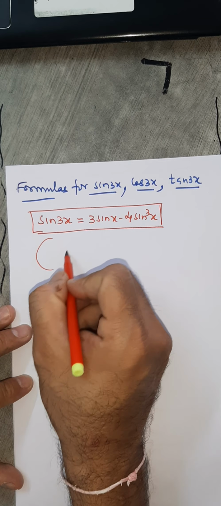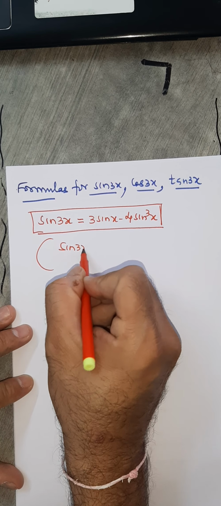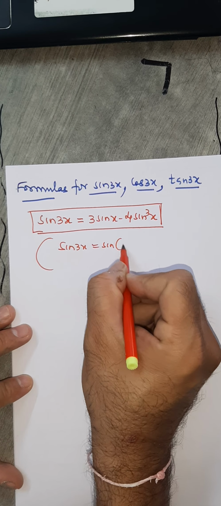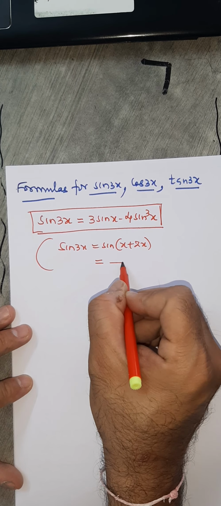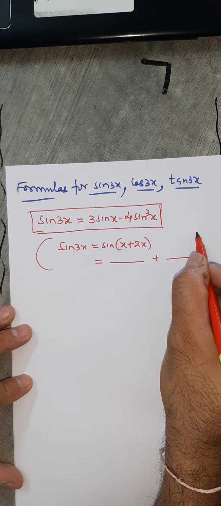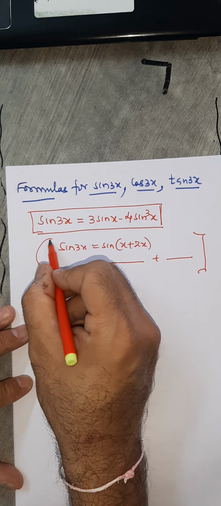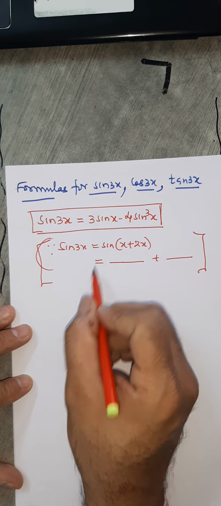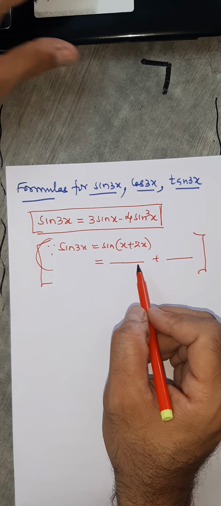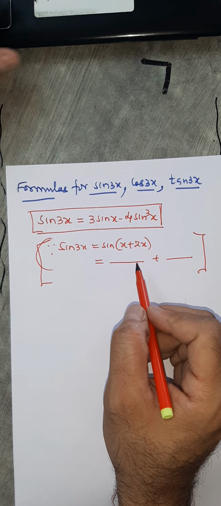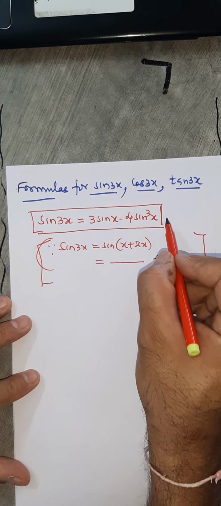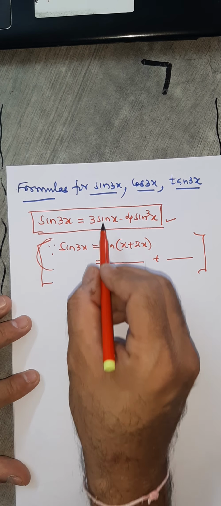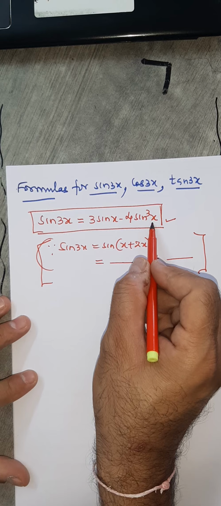If you are interested, you can try it like this. Sin 3x, you can write as sin of x plus 2x. Now use the addition formula here and try to simplify. This is just a brief idea I'm giving you, in case you are interested in why this formula holds. But that proof is not important. All these proofs you will find in the textbook. The important one is this: sin 3x is 3 sin x minus 4 sin cube x.